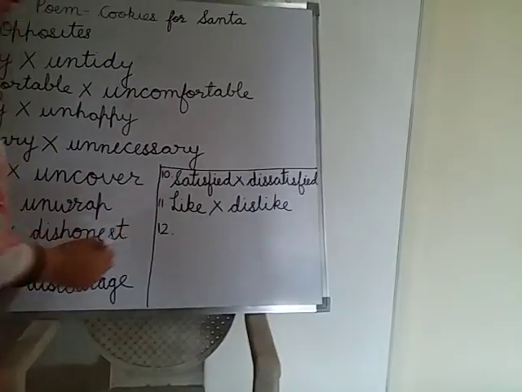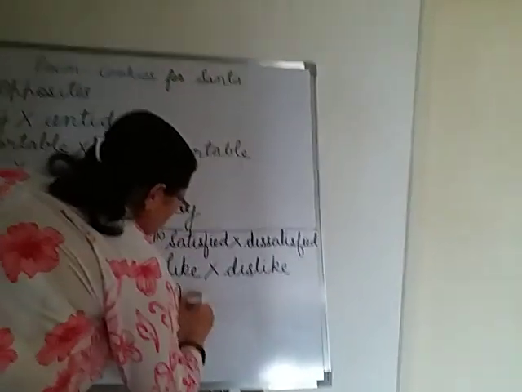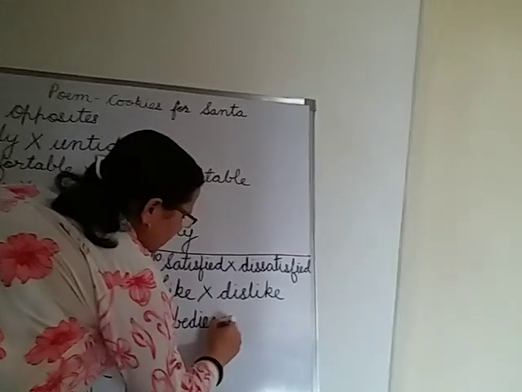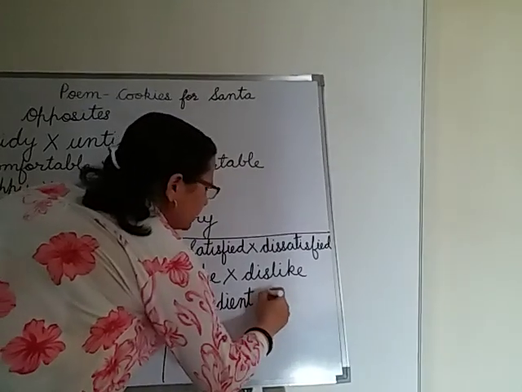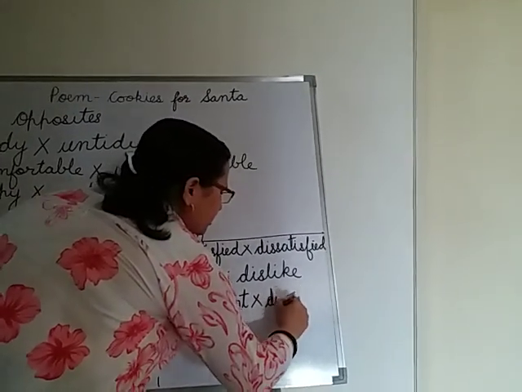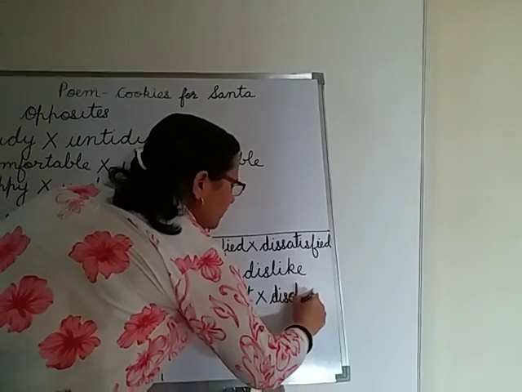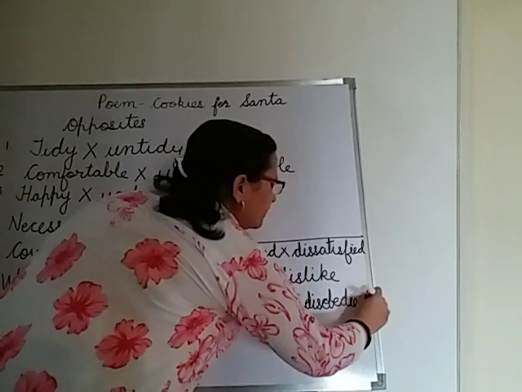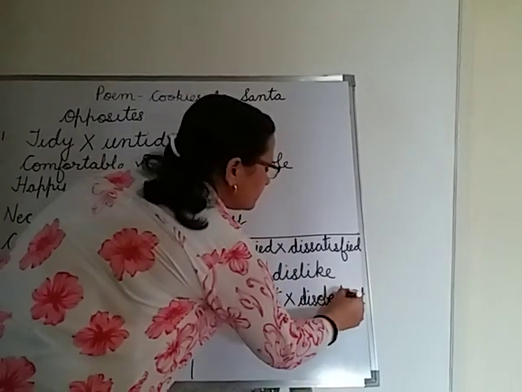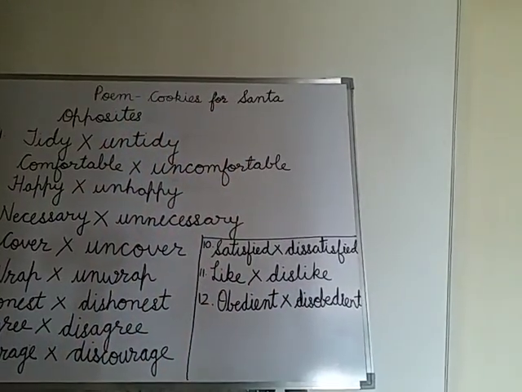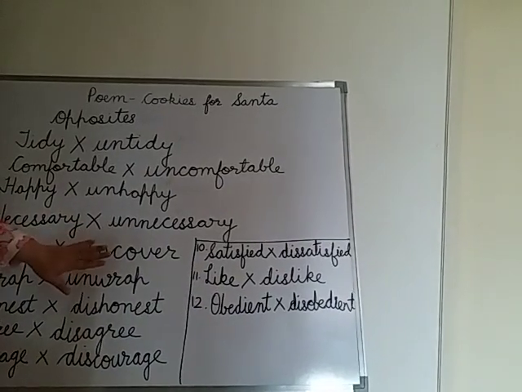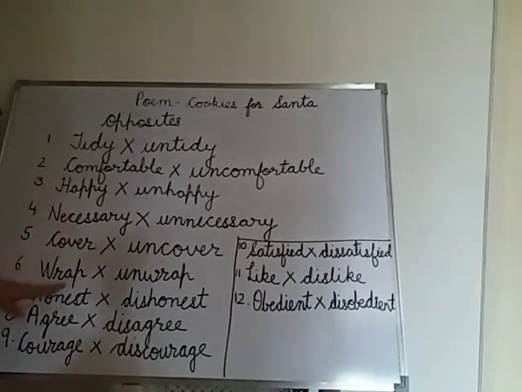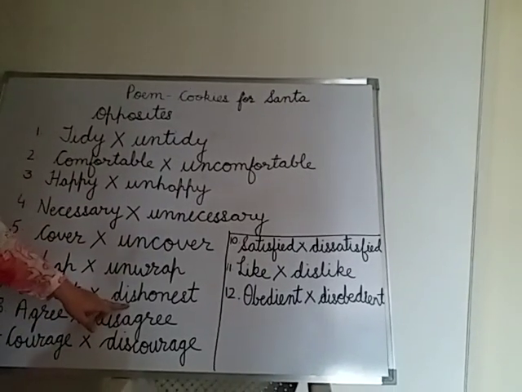Next is obedient. You all are my obedient children. That is why the last word is obedient. And the opposite is disobedient. D-I-S-O-B-E-D-I-E-N-T. Disobedient. So now we have written 12 opposites today. To 6 words we have added un, and to another 6 words we have added the prefix dis.